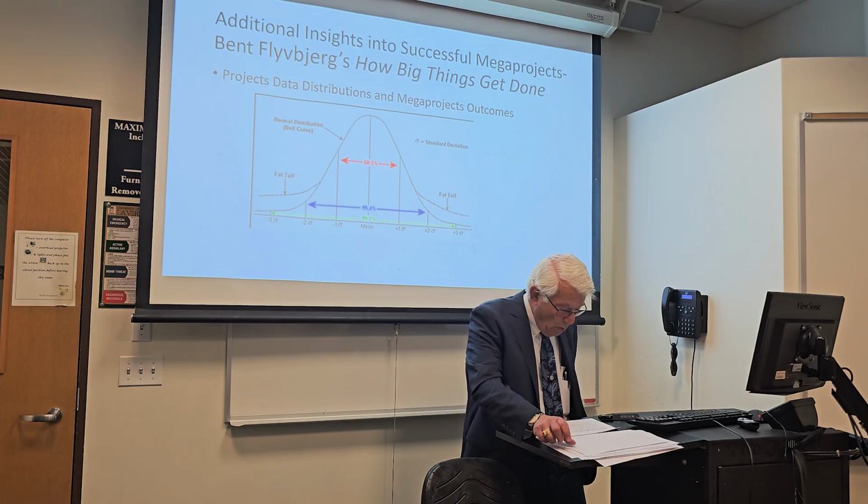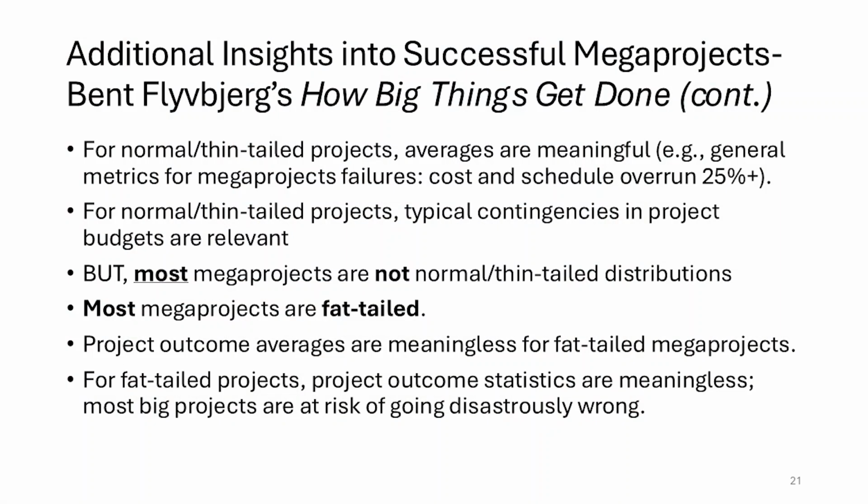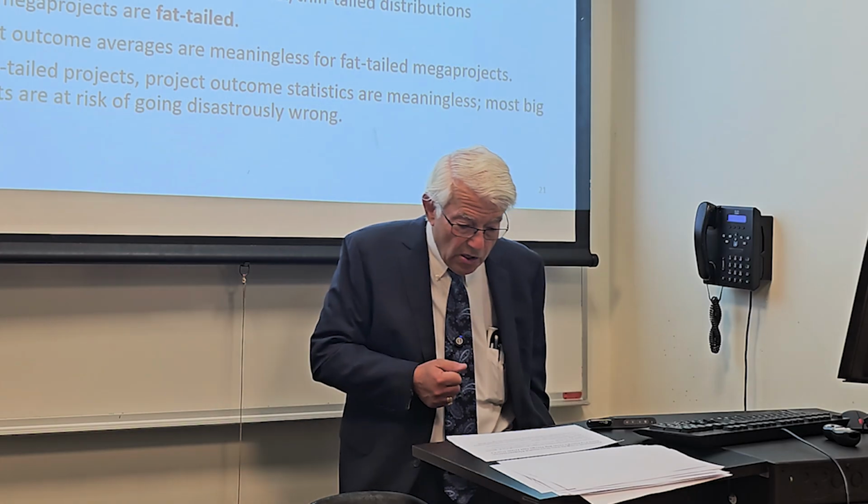So why is this important? For normal or thin-tailed projects, averages are meaningful. So for example, some of the statistics, are you within 25% of schedule or cost? Those are meaningful. Also for normal or thin-tailed projects, contingencies on projects are relevant. And as you probably know, a contingency is where you set aside money in a budget to be able to spend where you have variances, or things that didn't go well.